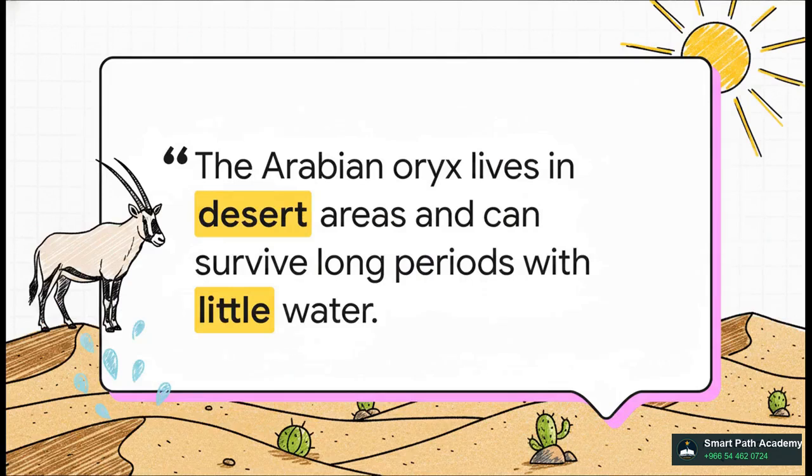The Arabian oryx lives in desert areas and can survive long periods with little water. Its pale coat reflects sunlight. Notice what's completely missing here. There are no characters, no dialogue. Instead, what we have is purely factual information about a real animal written in a very clear, third-person, formal style.